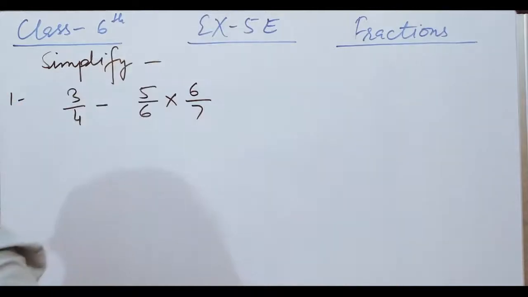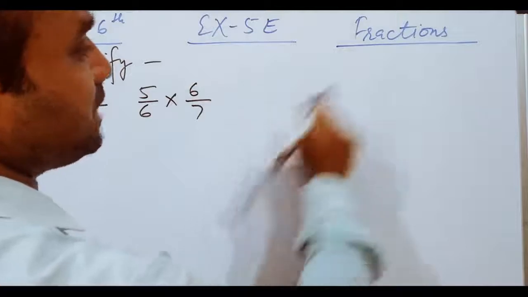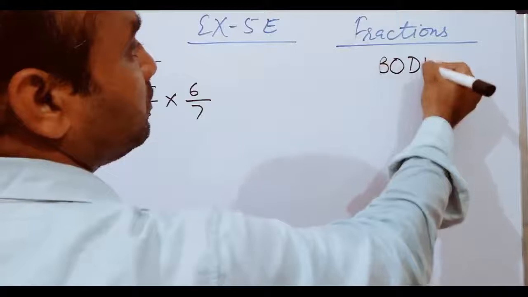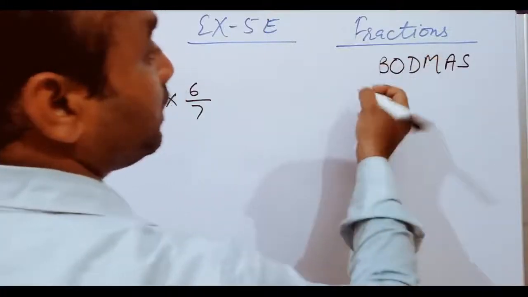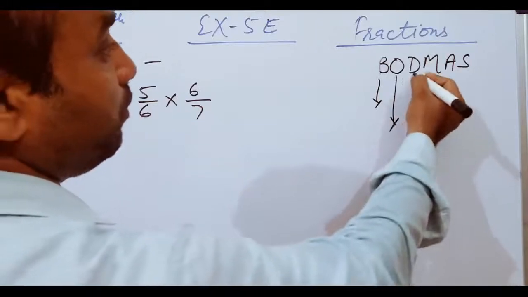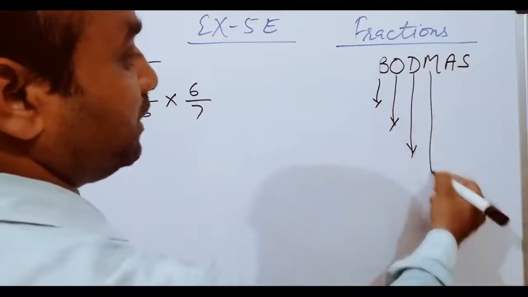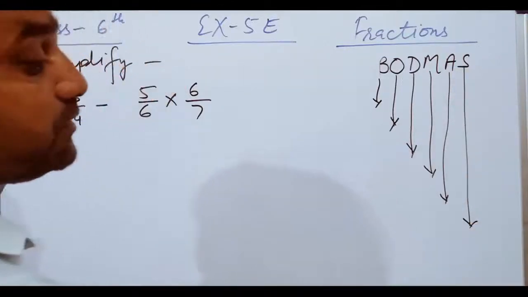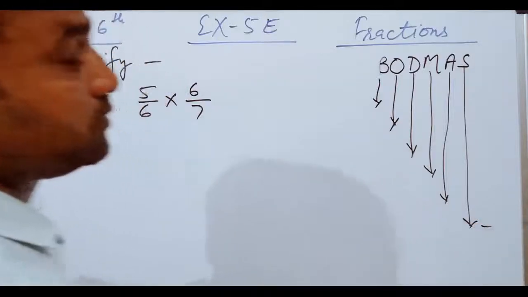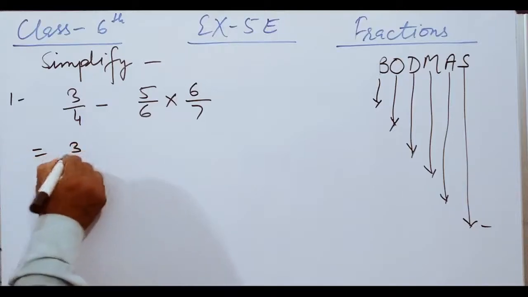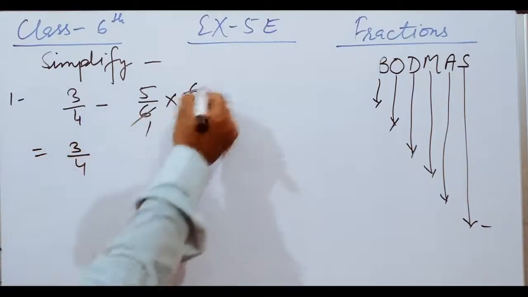Fraction simplify. First of all I want to tell you, in this exercise we will use the BODMAS rule. BODMAS. First we'll open the bracket, then we'll simplify of, then division, then multiplication, then addition, and then subtraction. At last we have to simplify subtraction.